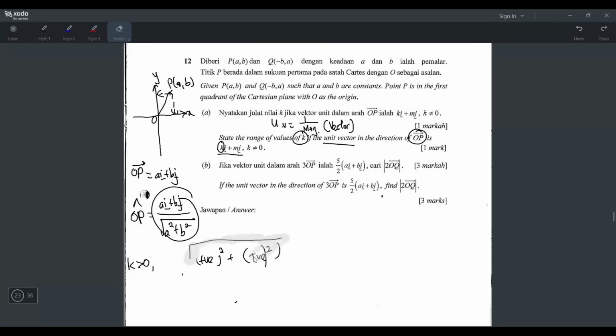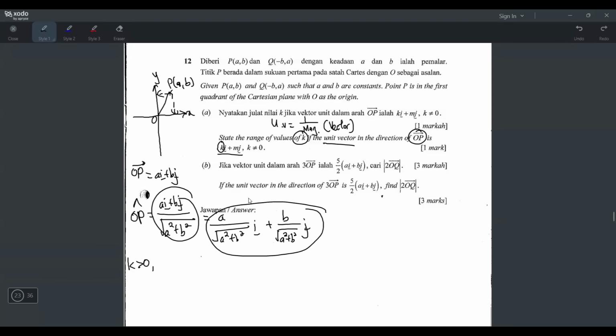Let me explain why. Why it will be smaller than 1 is because when you simplify this, you will get A over square root of A square plus B square i plus B over square root of A square plus B square j, right? This is the unit vector. And K must be bigger than 0 because K is this whole thing right here, and A is positive, B is positive, so positive divided by positive must be positive. It cannot be zero. Okay, now let's talk about why K has to be smaller than 1.